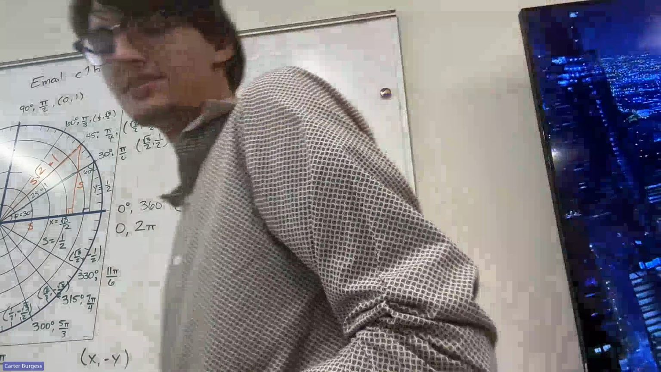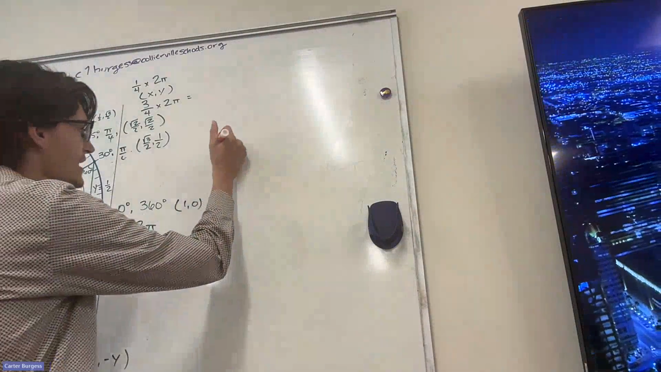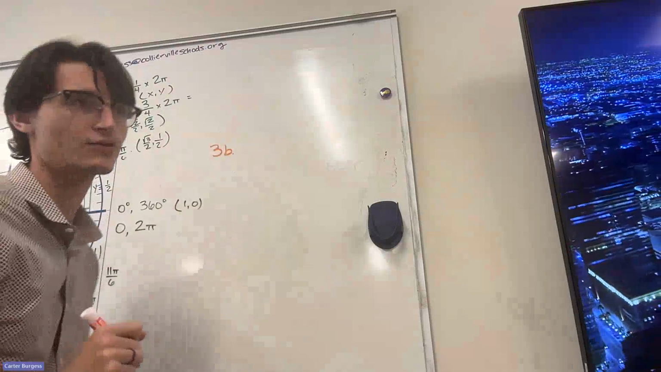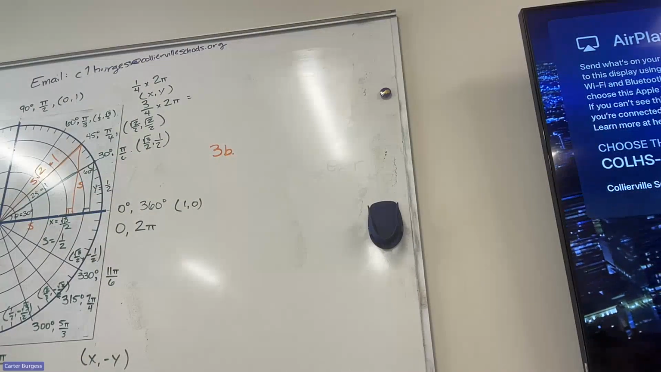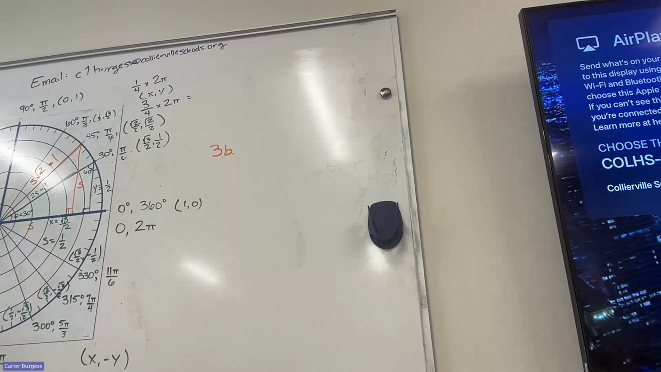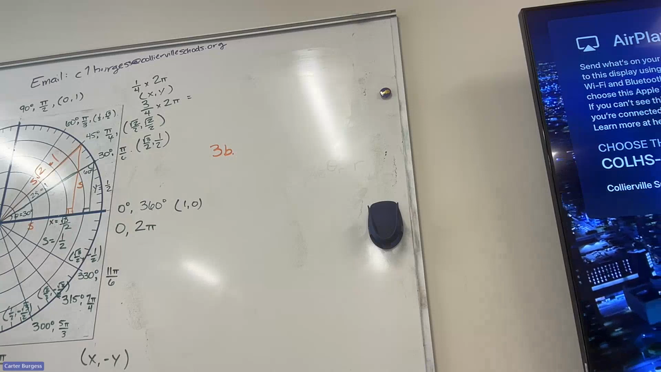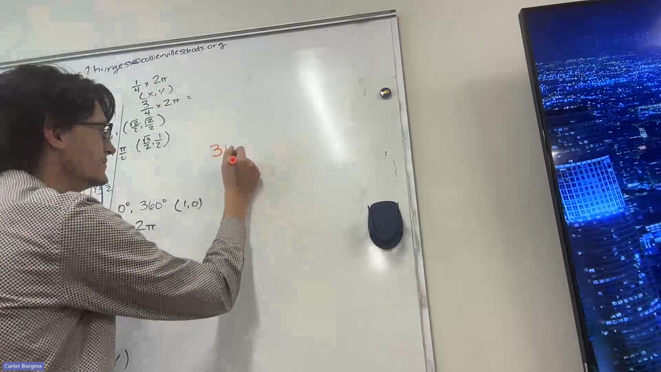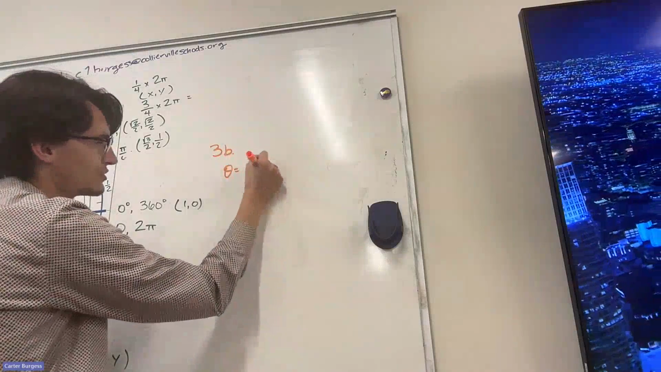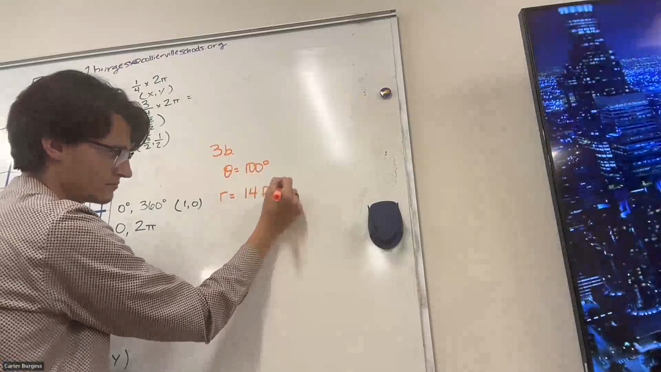All right, let's take a look at example 3 here. I'm going to take a stab at 3B, and then I'm going to give you guys a fair bit of time to work through A and C. For 3B, we are looking for both the sector area and the arc length. And in this case, we are told that our theta is equal to 100 degrees and that our radius is equal to 14 feet.